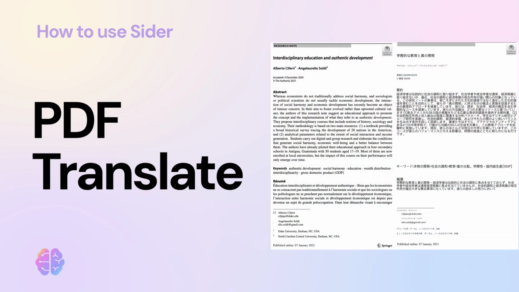Cider supports converting the contents of a PDF file into a different language while meticulously preserving the original layout, design, and formatting of the document, ensuring that the translated version mirrors the initial presentation and structure.